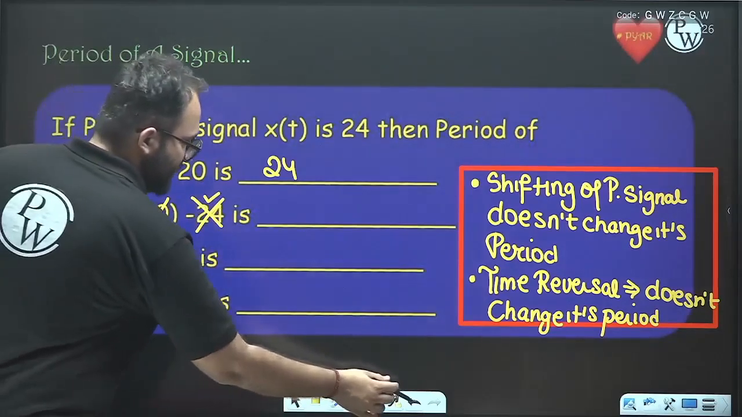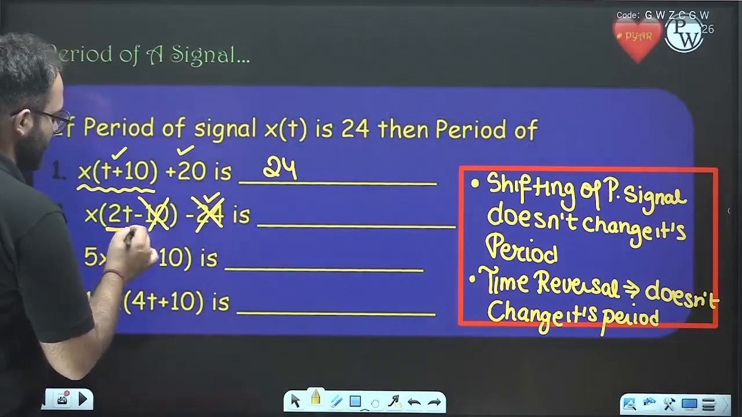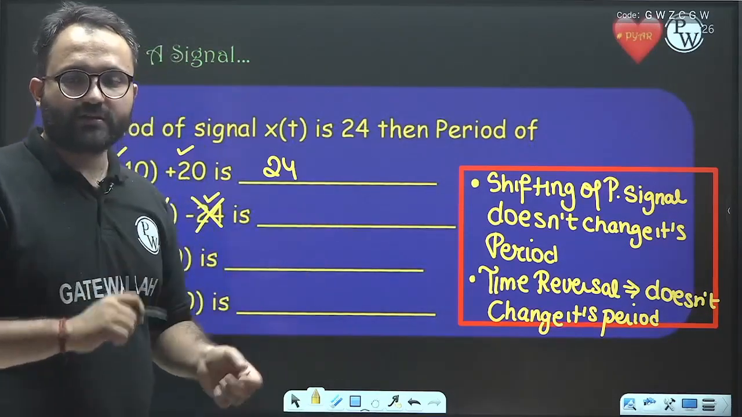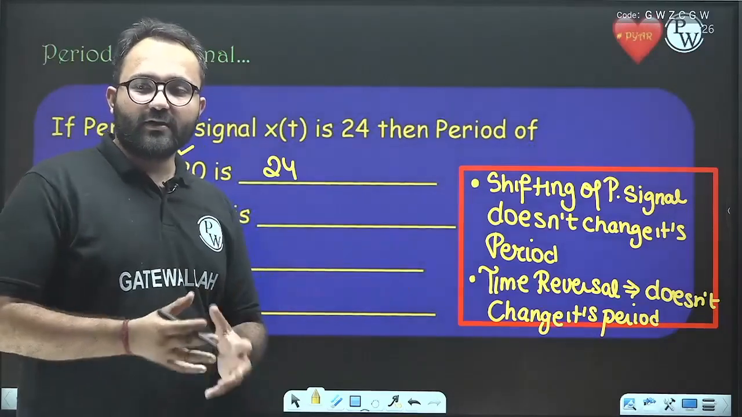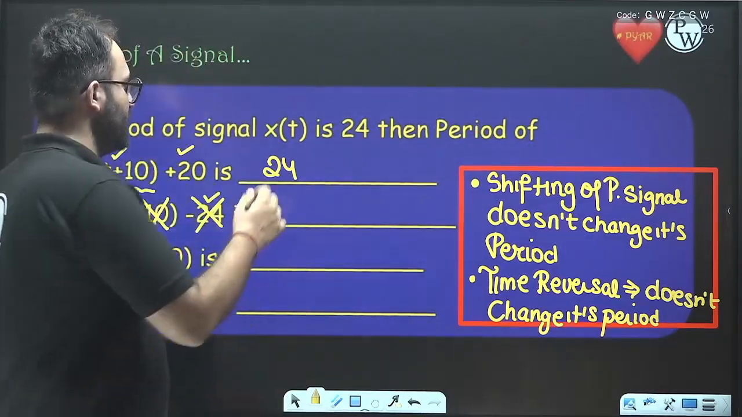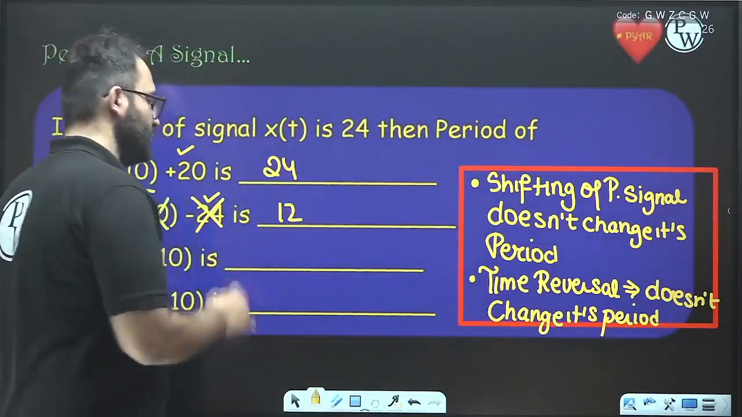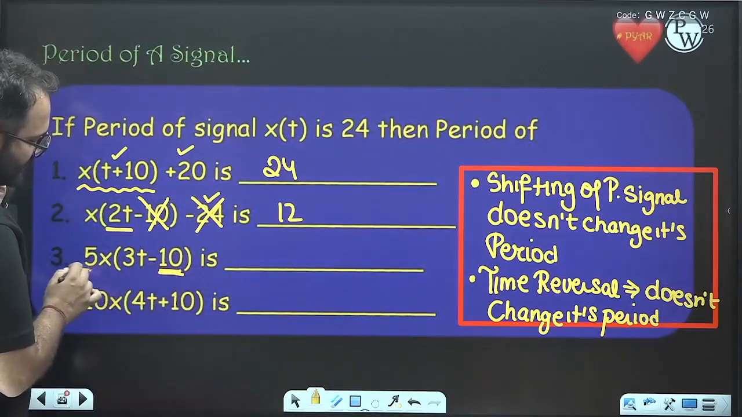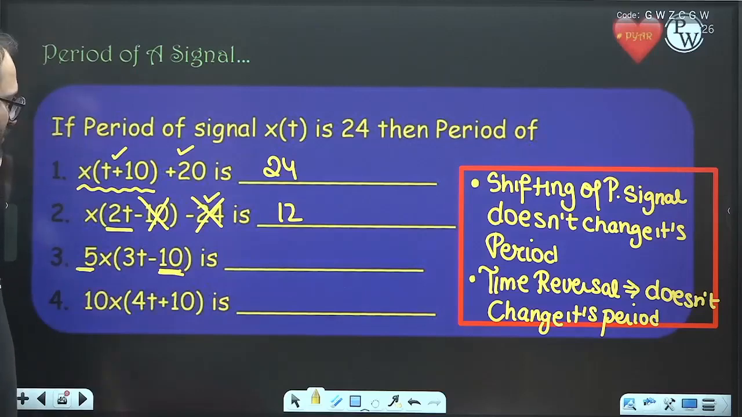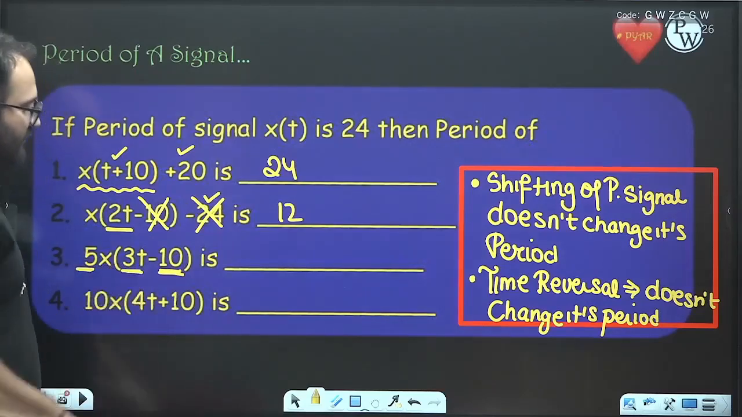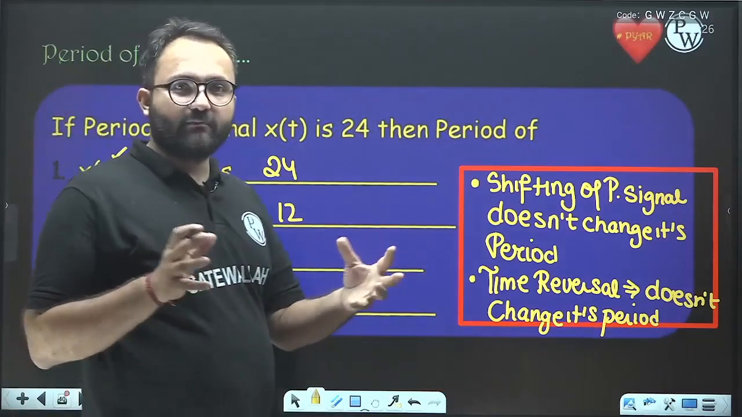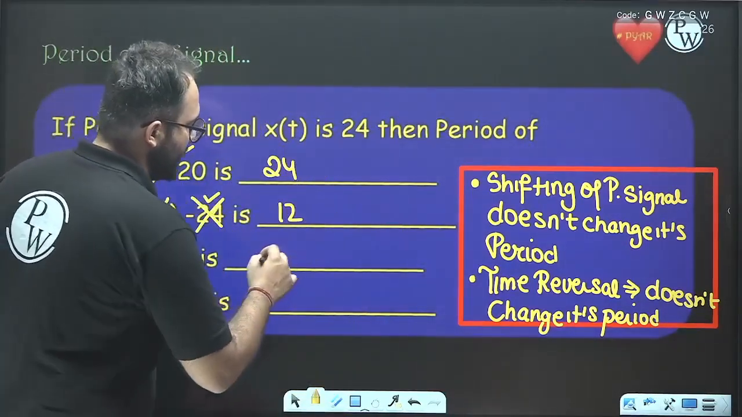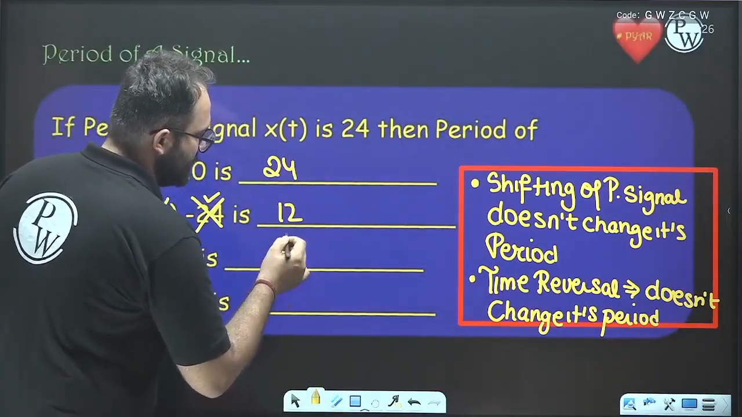it is very important to observe that x of 2t means the signal is getting contracted. Now when the signal gets contracted, the period will become half. So the period will be 12. Similarly, time shifting does not affect, multiplying by DC does not affect. Only this time scaling will affect. Time scaling means we are compressing it by factor 3. So the period will become 24 by 3, that is 8.